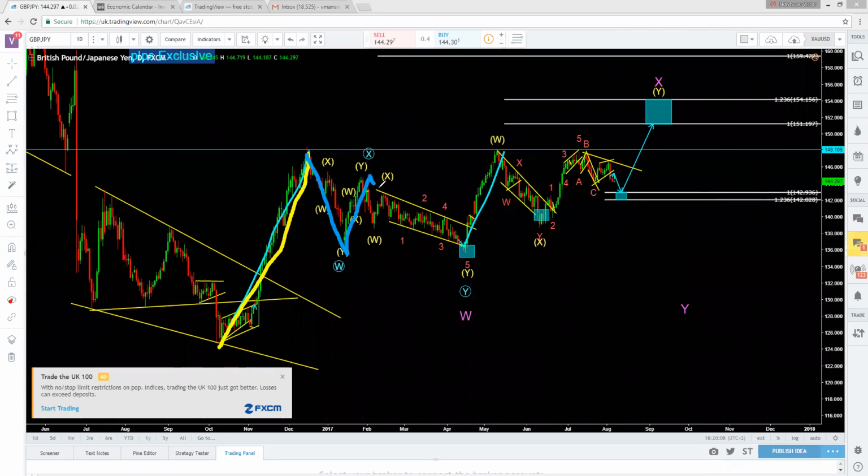Correction: W, X, Y. You do it properly. W, X, Y. So this is this W that we're looking at. The W's in blue. Forget about everything else that you can see there. We're looking at the W's in blue.